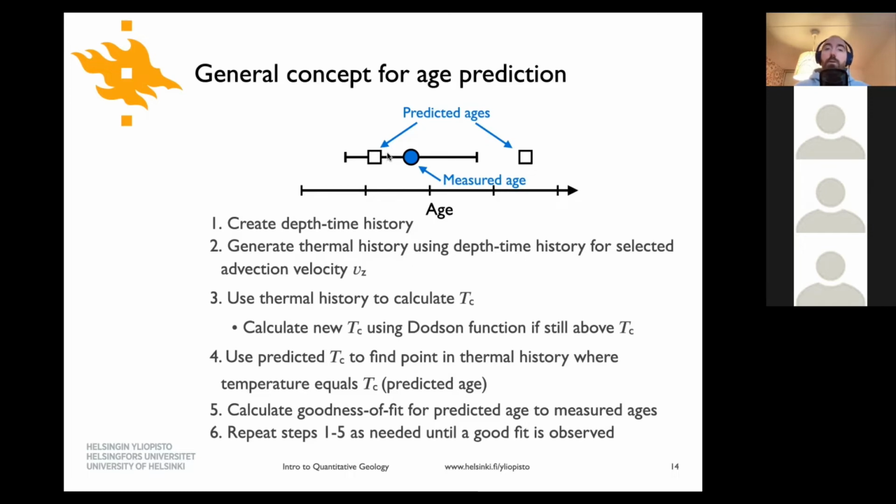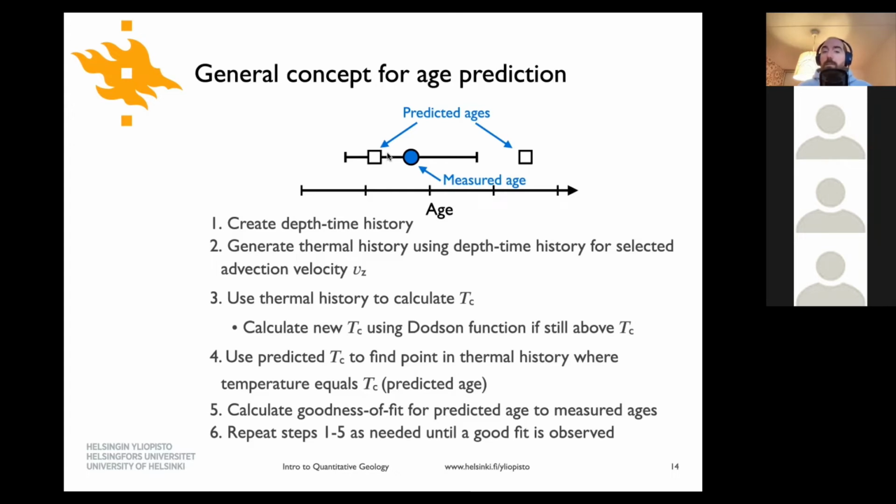so let's say you started out with 0.5 millimeters per year as the advection velocity, and what you saw is you got a really big goodness of fit number. Your chi-squared number was really big, and you increase it to 0.7, and you see that the goodness of fit value goes down. You can say, okay, well, that looks like we're moving in the right direction. You increase it again to 0.9, and you see the goodness of fit goes even smaller, so the chi-squared number you get is even smaller.